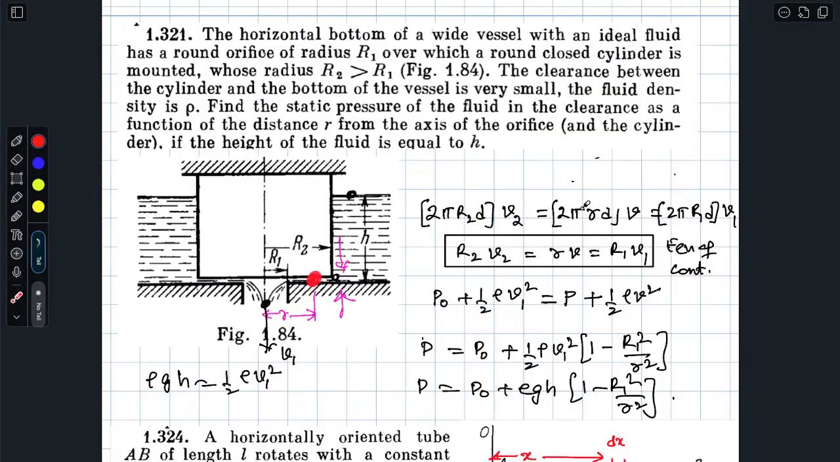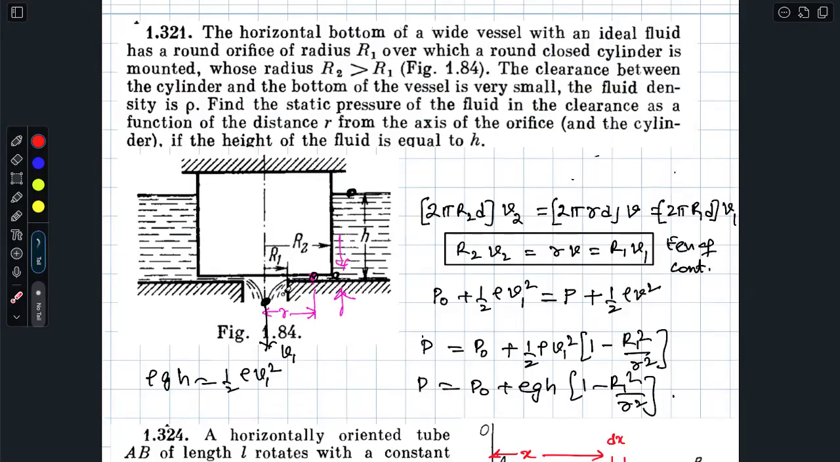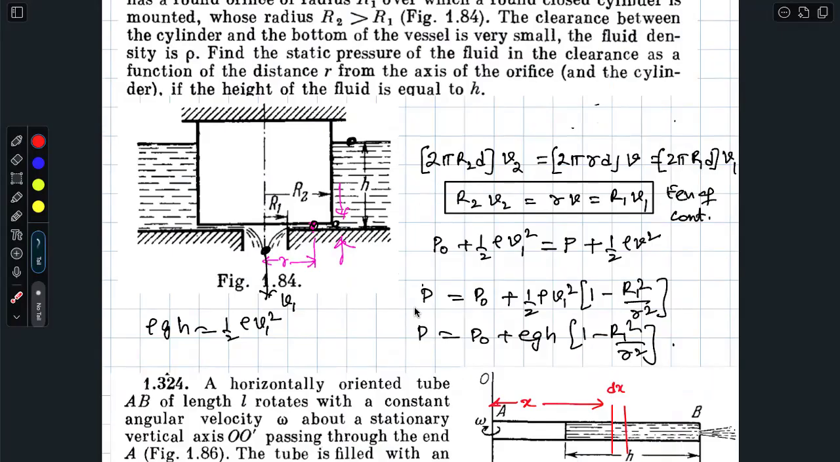Somewhere in the middle, 2 π r d v. Here it is 2 π R1 d V1. So basically in this case the equation of continuity will take this form: R2 V2 is equal to RV is equal to R1 V1. Equation of continuity. Any doubt till this point?